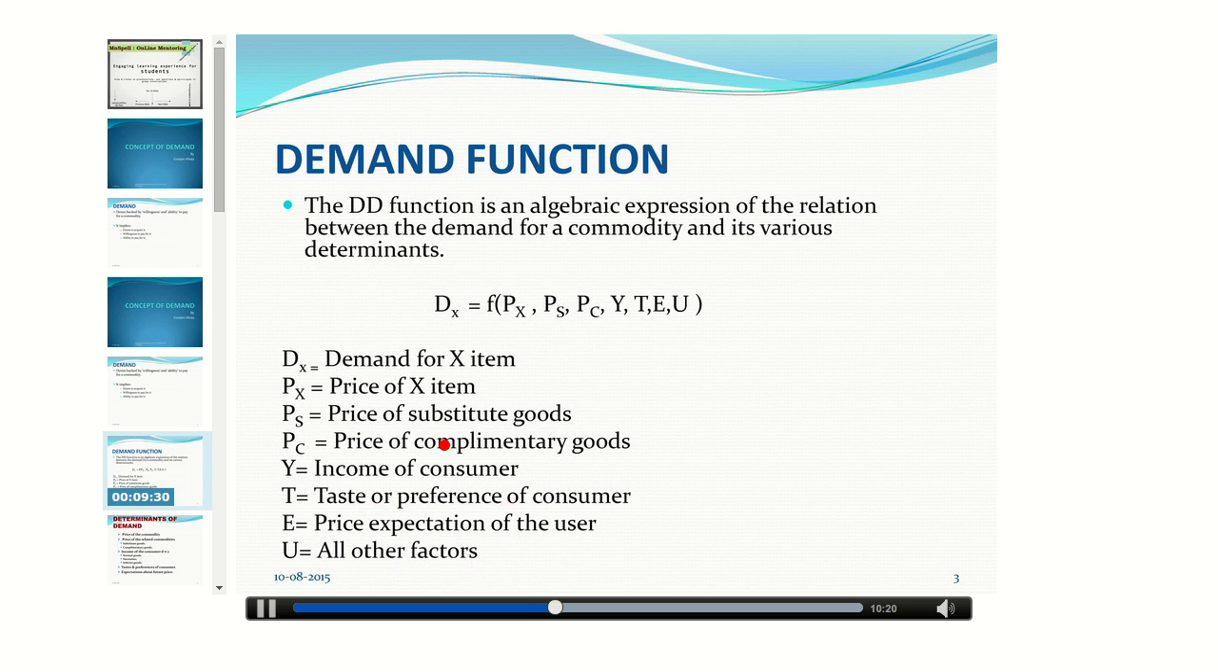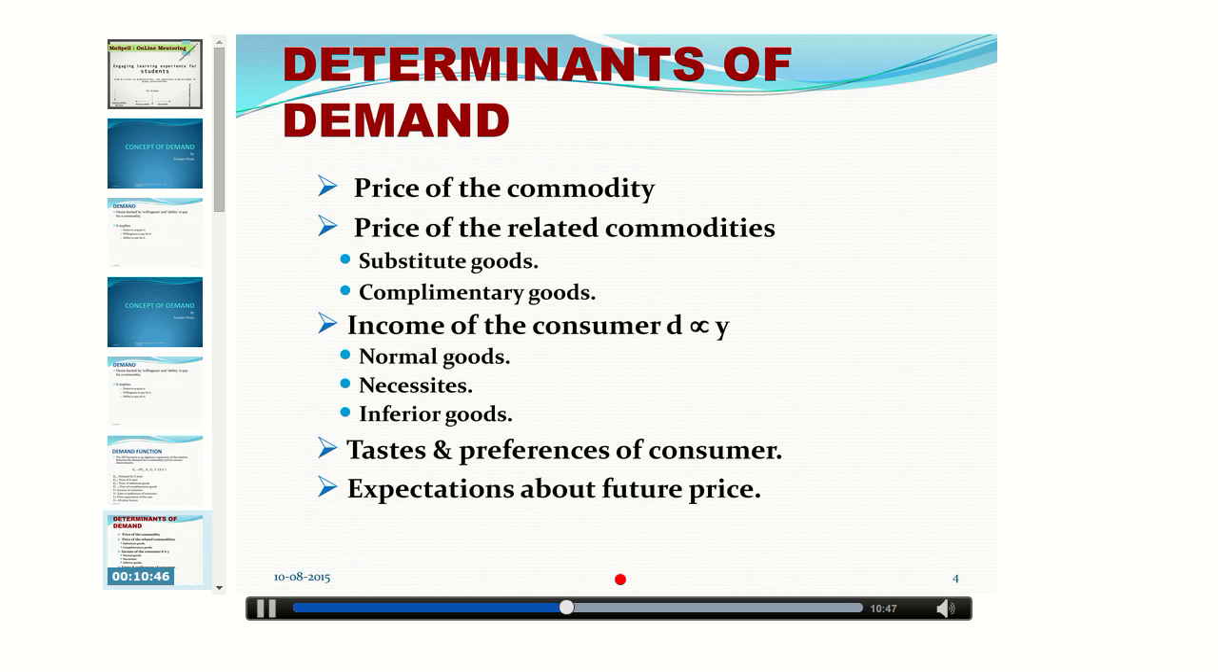That means demand is a function of all these factors. If you need something, you have to consider all these factors: the price, the price of the substitute good, the price of a complementary good, the income, the taste and preferences, as well as the expectation of the user. I hope the demand function is clear to you all.